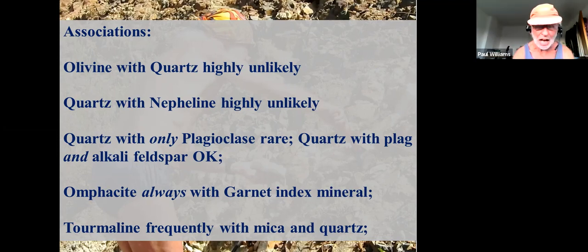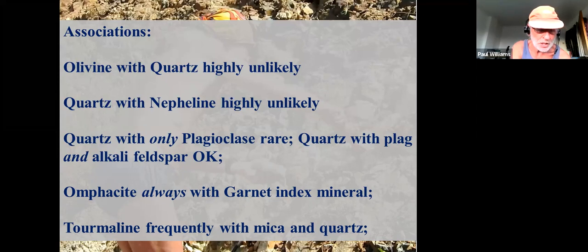The other unlikely association is quartz with nepheline, because remember, nepheline is a feldspathoid. It occurs in silica undersaturated, that means silica poor rocks. And so if you've got quartz in the rock, it will have combined with the nepheline to make feldspar. So quartz and nepheline is again highly unlikely.